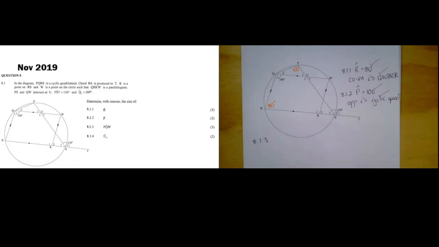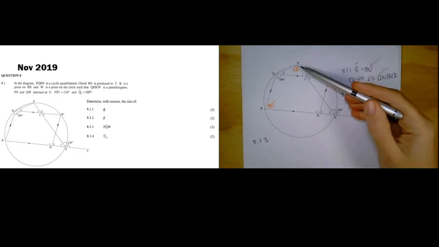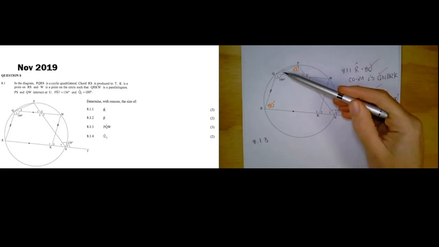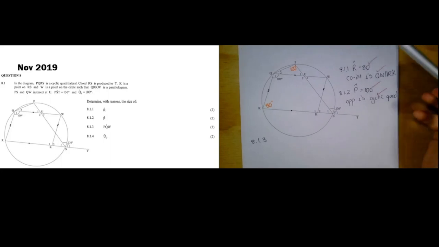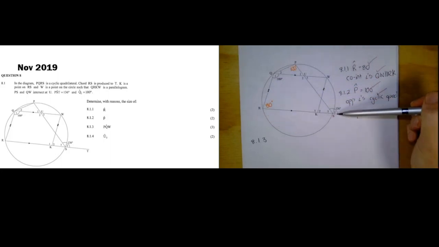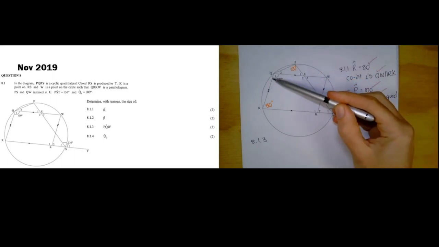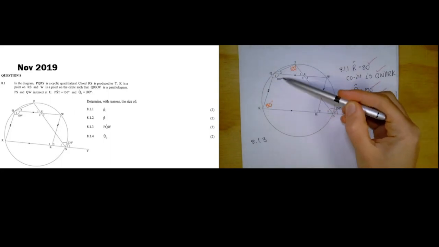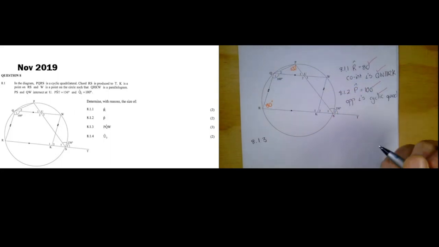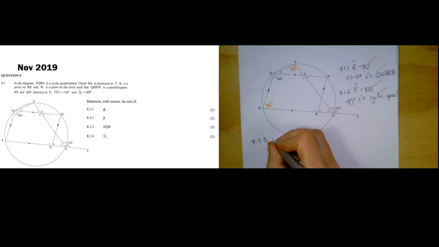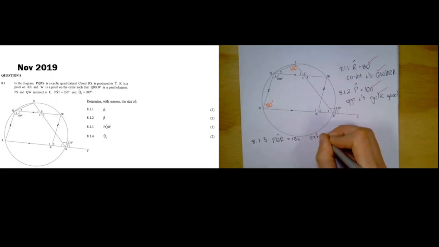8.1.3. They now want angle PQW. PQW. That angle over there. So let's see, what do we know? We know PQRS is a cyclic quad. They've given me the exterior angle of 136. So I know that this entire interior one, PQR, must also be 136. So let's write that down. Angle PQR must be 136. Exterior angle of cyclic quad.